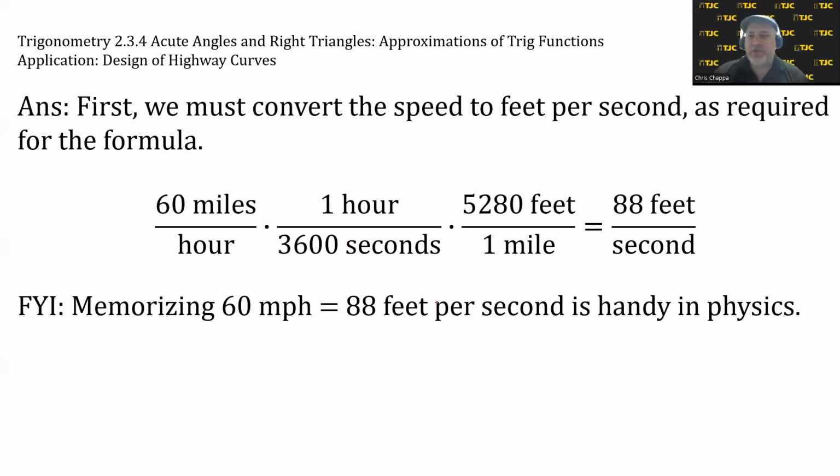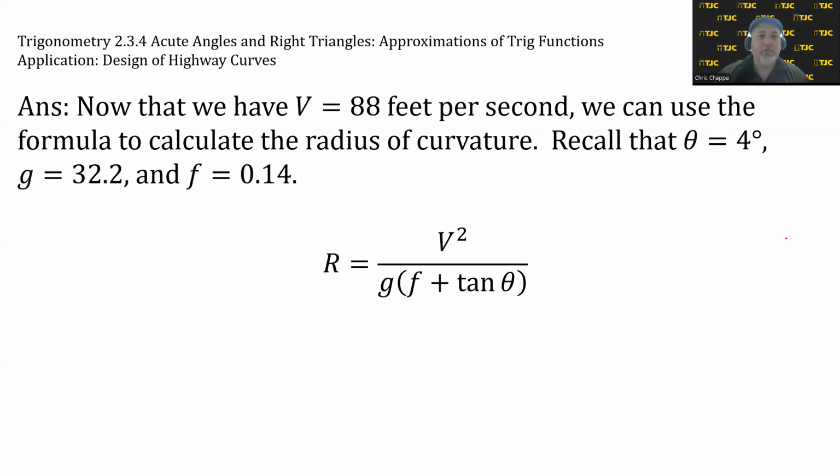For those going towards the physics or engineering direction, memorizing 60 miles per hour equals 88 feet per second is incredibly handy. Saves you all this trouble. All right, so now that we have the velocity is 88 feet per second, we can use the formula to calculate the radius of curvature.